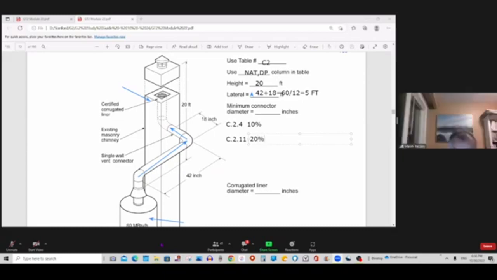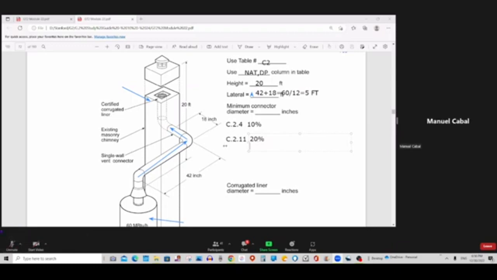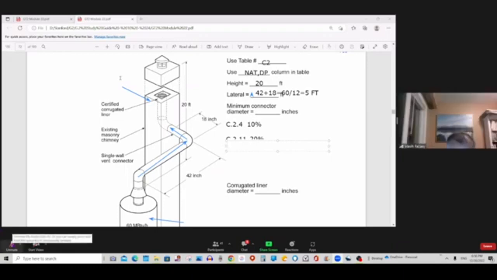Okay? So we add them together, 10% and 20%. We have to reduce this vent by how many percent, sir? 30, sir. 30%. We're going to reduce this one by 30%, okay?